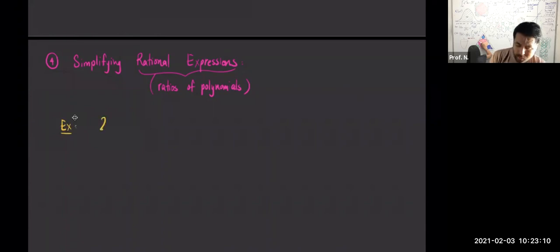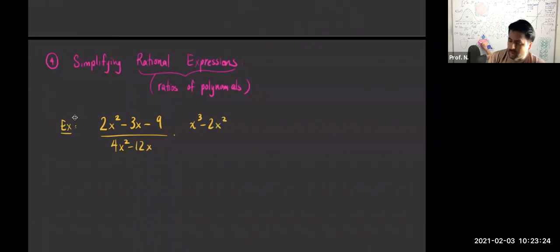What if I have 2x squared minus 3x minus 9 over 4x squared minus 12x, multiplied by x cubed minus 2x squared over 3x squared minus 6x. So this is a multiplication example. With rational expressions, you can add them, you can subtract them, you can multiply them, and you can divide them.